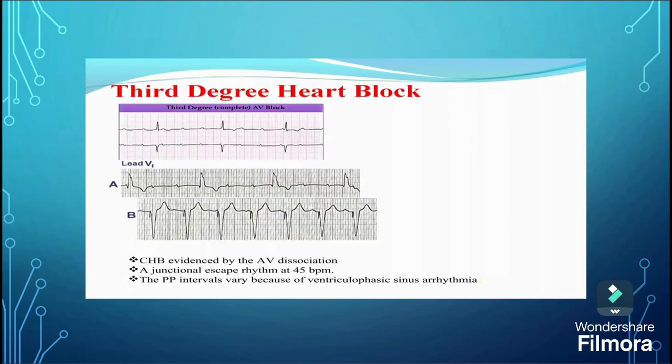Third degree heart block, the complete heart block, evidenced by the AV dissociation. A junctional escape rhythm at 45 beats per minute. PP interval varies because of ventriculophasic sinus arrhythmia. So PP interval is different here, you can see. So this is complete heart block.